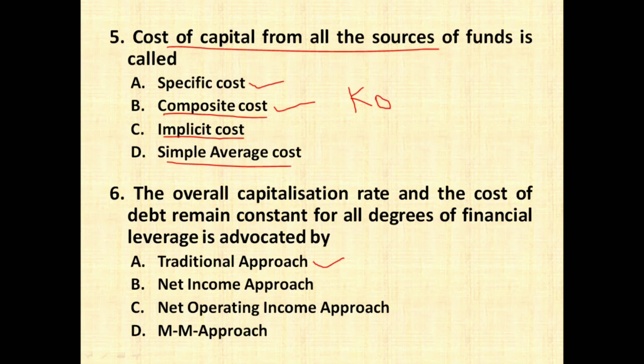And MM approach says that you can make use of arbitrage process or homemade leverage, thereby you can change the value of the firm if you are using tax, or else the value of the firm remains irrelevant to the capital structure. So C and D both are irrelevant, but they are asking you in which particular approach the overall capitalization rate, that is KO, and KD, that is cost of debt, remain constant. So the right answer is going to be C. Answer number C you have to remember.